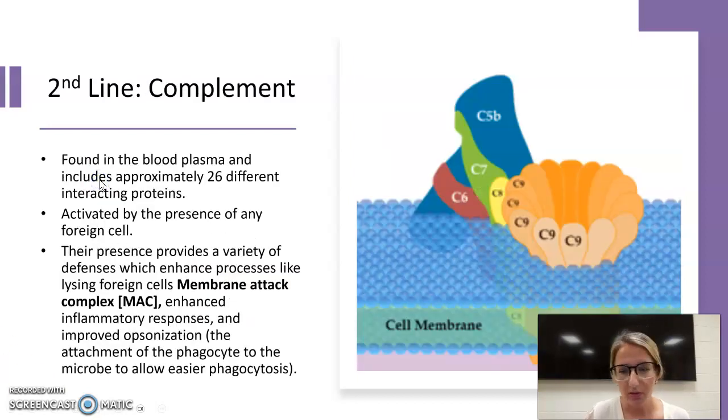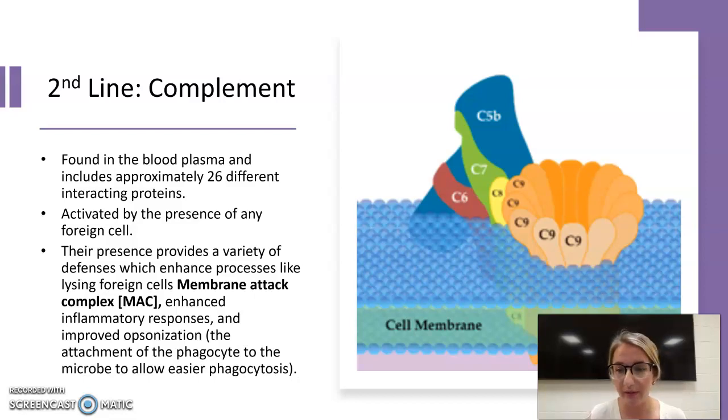So the last two things we'll talk about are actually just proteins that are produced in our body that can help us get rid of infections. The first is complement. Complement is really a series of 26 different complement proteins. These 26 different complement proteins are found in our blood, and when we don't have an infection, they are just individual proteins free-floating within the blood.